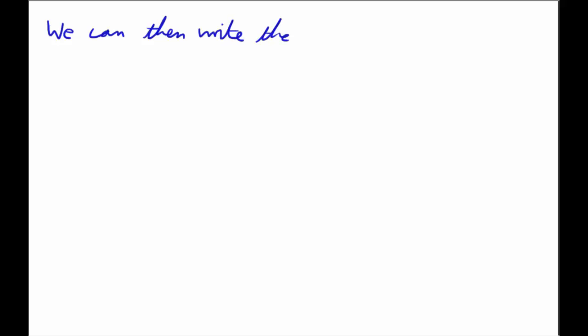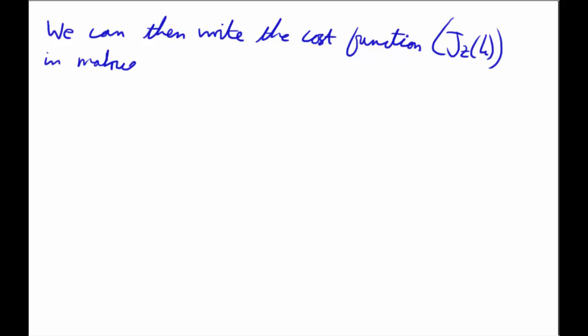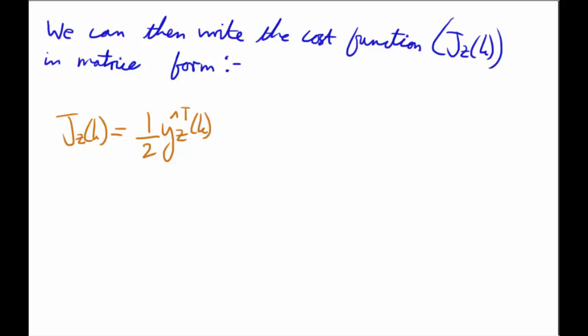We can then put this into the cost function in the matrix form, as I was just saying earlier on, which is JZ of K.